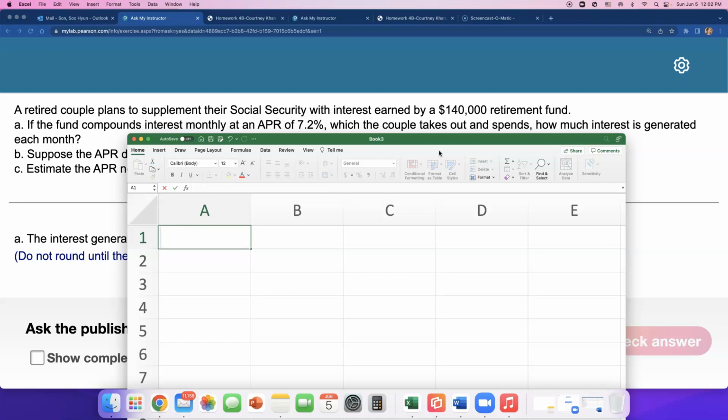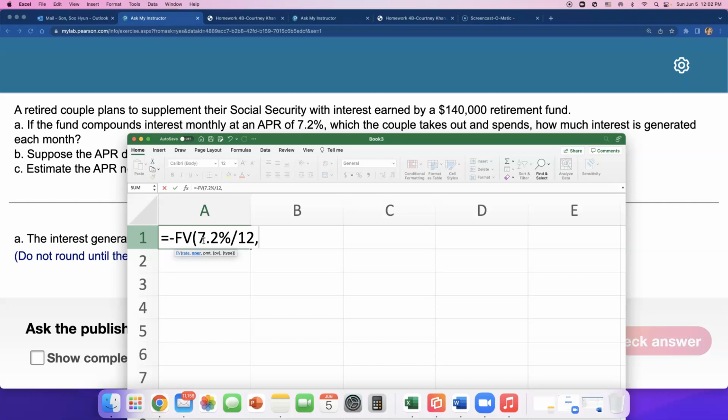I'm just clicking on any cell and typing in equal sign, negative, FV. If you don't put a negative sign in front of the future value or present value function, the answer comes out negative. So I'm going to type in a negative in front of it, but you'll still get the same number. So negative FV, parenthesis. The first input is the rate. In this problem, the APR is 7.2%, but remember to divide that by 12 because we're talking about monthly compounding. Then comma, and Nper is asking for the number of compounding periods.